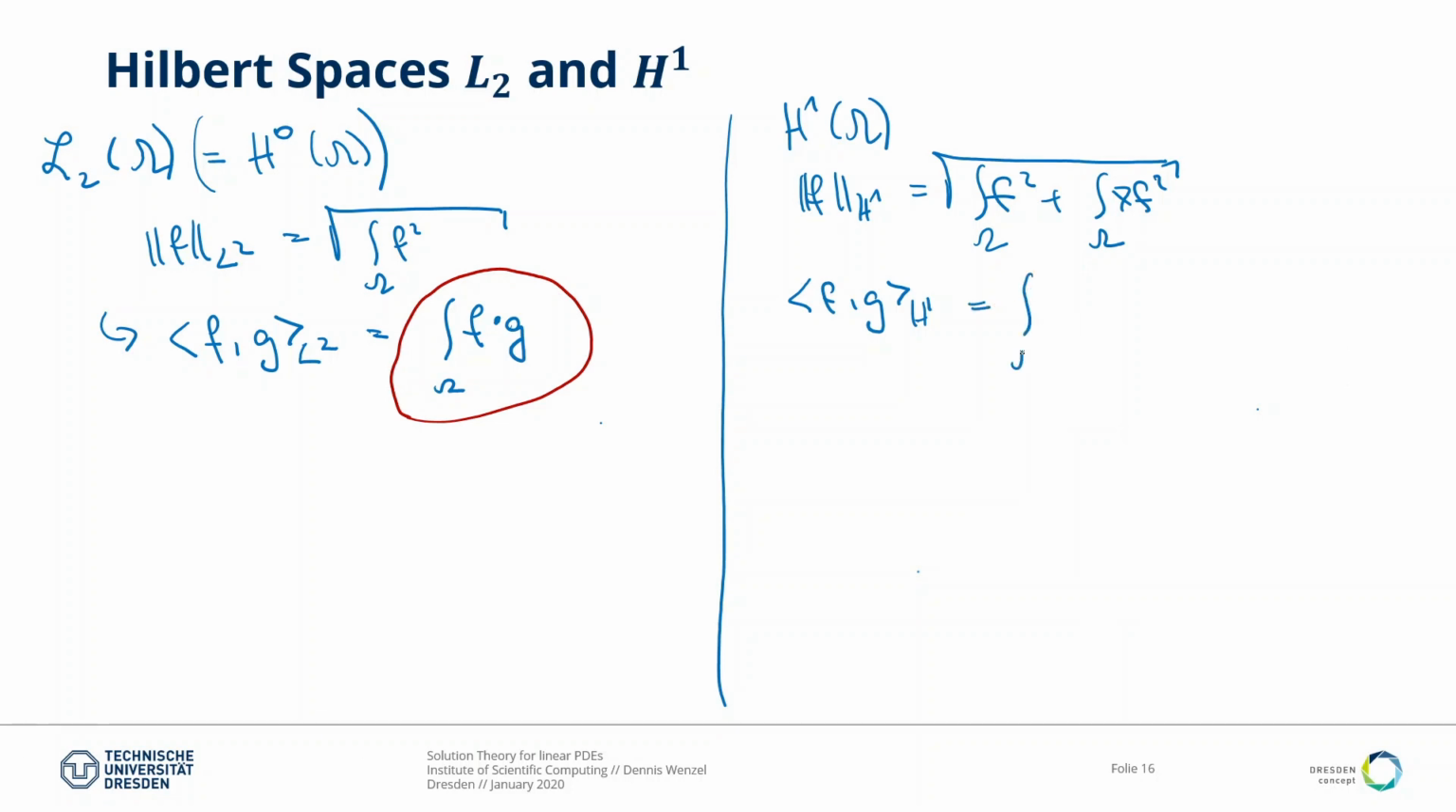is defined as, well, we take the part from L2 that we have seen already. That's always the case. So always when you write down something for H1, you need to take everything that you know already from L2. And if you define something for H2 or H3, higher order derivative spaces, that's the same concept.